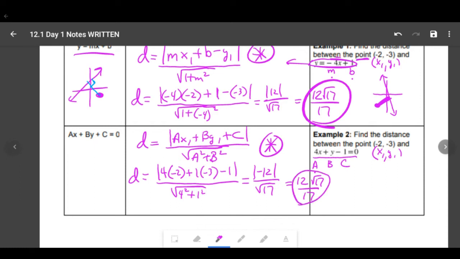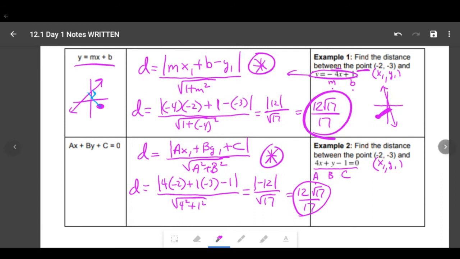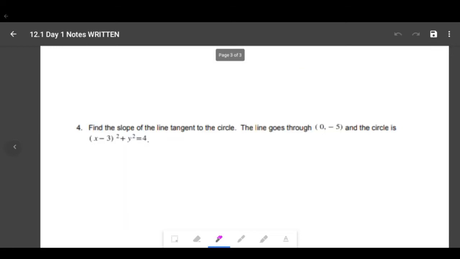So all you see is it's just a different formula, but it does the exact same thing. If your equation is written y equals mx plus b, you're going to use the top one. If it's written in general form ax plus by plus c equals 0, then you're going to use the formula down there. So just memorize those formulas or have them available while you're doing your homework, and you should be all good to go. So you got some old formulas, some new formulas. Let's get some practice problems going on here.